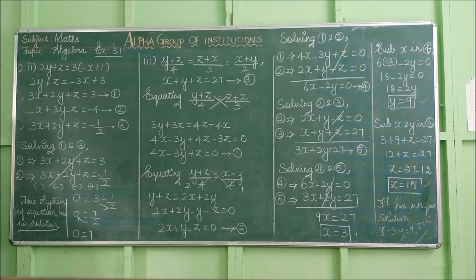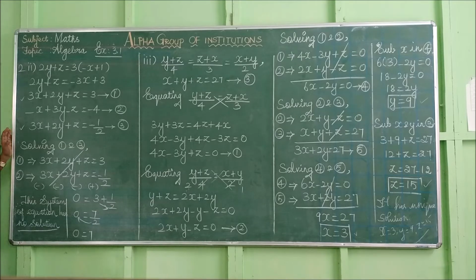So what do you mean by unique? For the variables x, y, z, you can get the values of x, y, z uniquely. Then second, no solution means 0 is equal to some number, 0 is equal to 1 or any number. Infinitely many solutions means 0 is equal to 0. So if you solve any two equations and you get 0 is equal to 0.